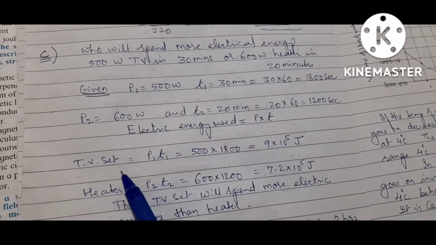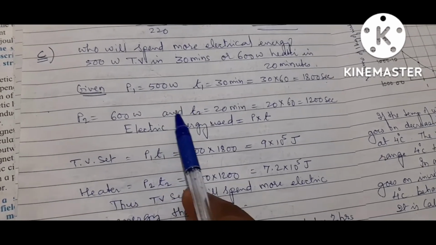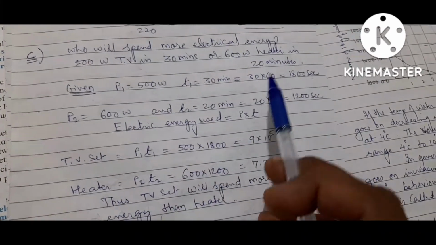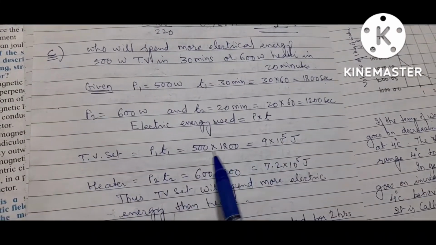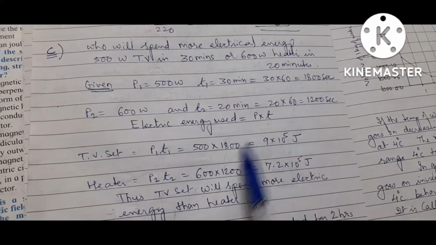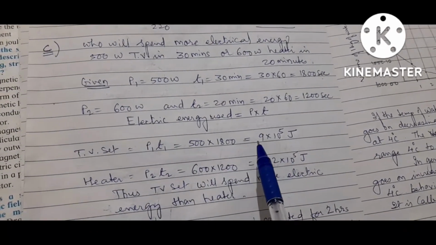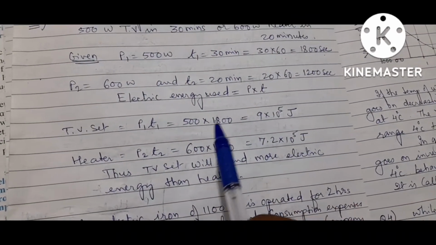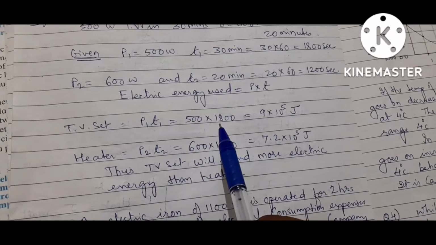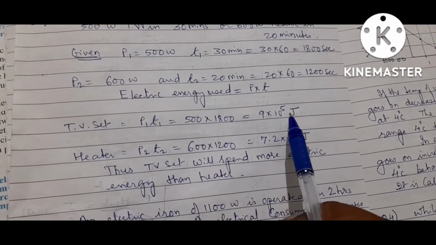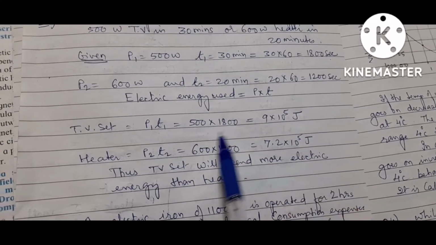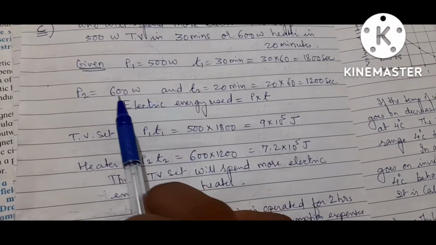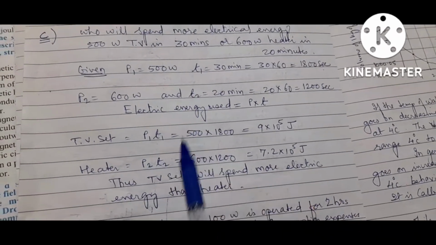Now for the television or TV set, we take P1 into T1, that is 500 into 1800 seconds, which we have converted. If you multiply this, we get 9 into 10 raised to 5 joule. Now regarding the heater, P2 into T2 is the formula.